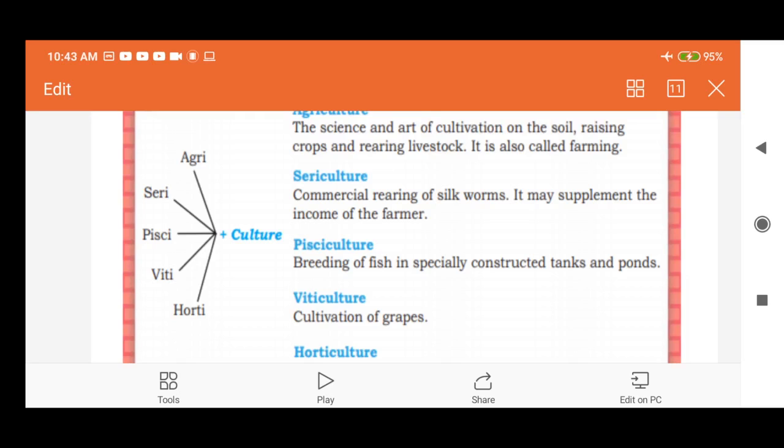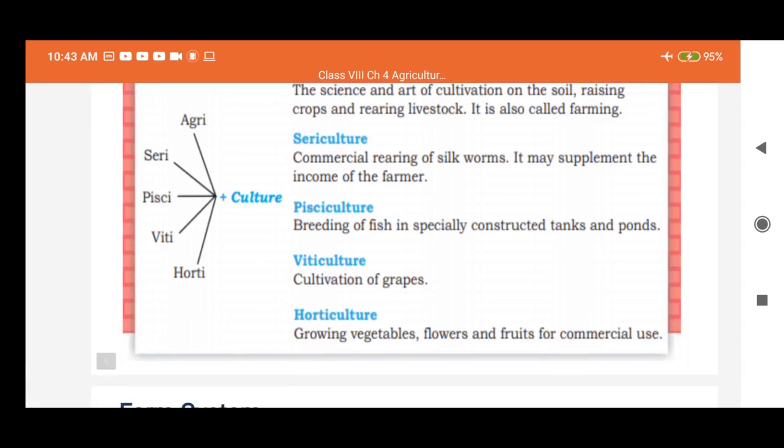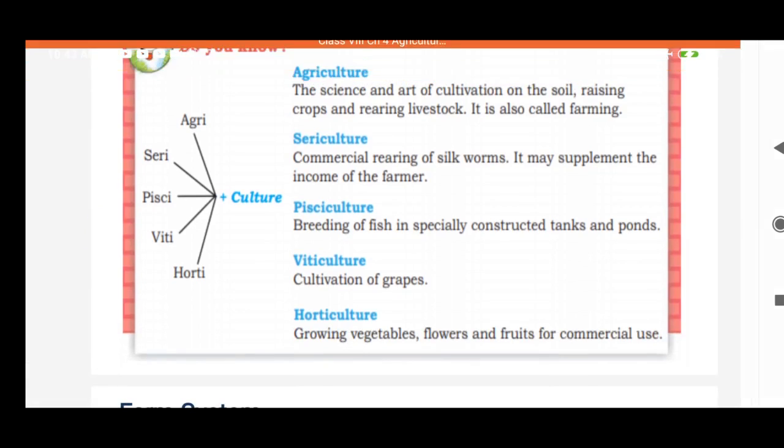Now, pisciculture. What's pisciculture, children? Pisciculture is nothing but breeding of fish in specially constructed tanks and ponds. Artificial tanks are dug out on the land and they fill those tanks with water and grow the fish in those ponds. That's called fish breeding. So breeding of fish is called what, children? Pisciculture.